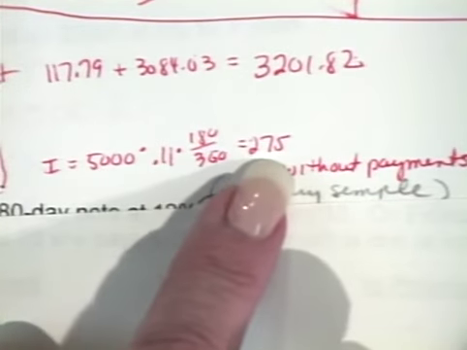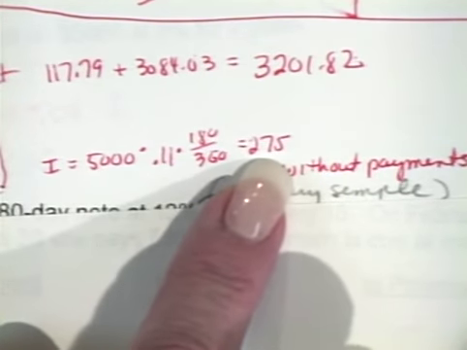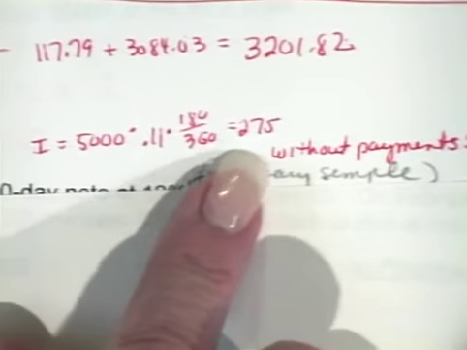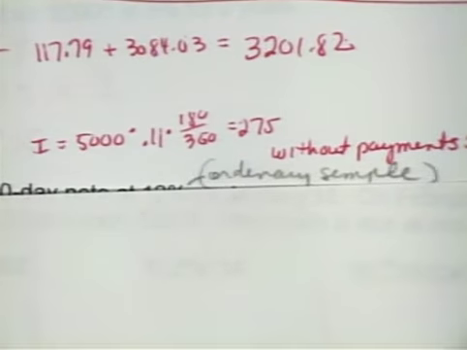I'm going to scoot it over here. 275 would be the interest. So, do you understand that one now? Okay. Is everyone with us? Okay. You can see why we're going to let computers do these when we've got 360 payments, like in a 30-year mortgage on a house. Same thing works. I mean, it's exactly the way it works.